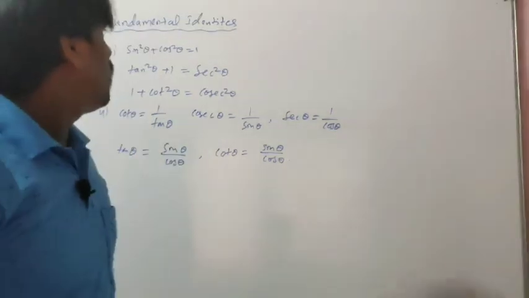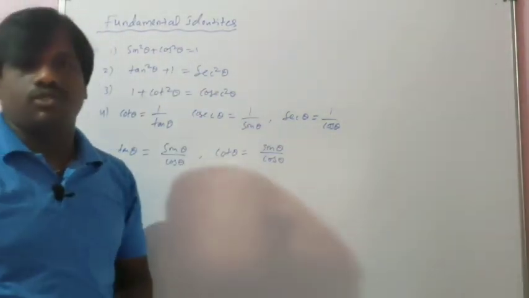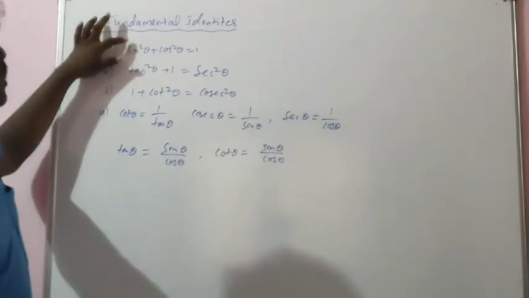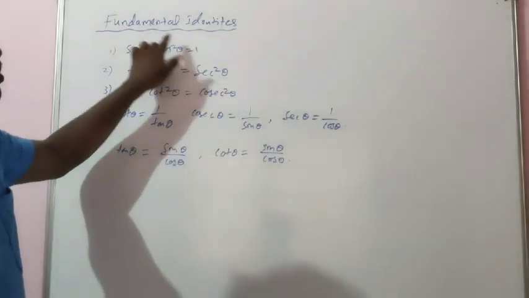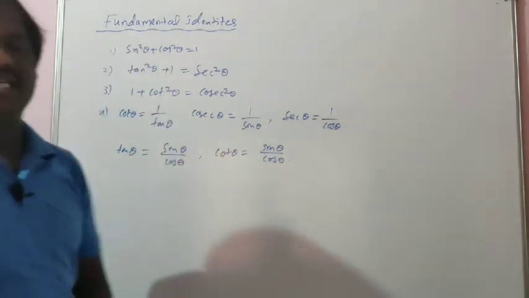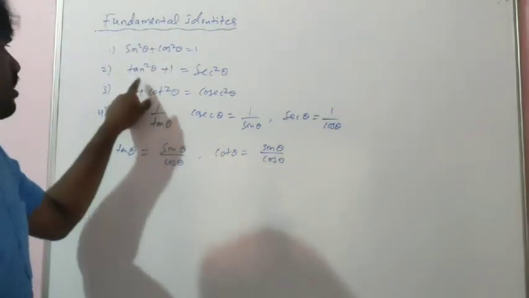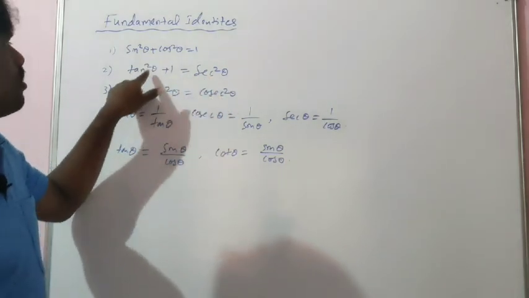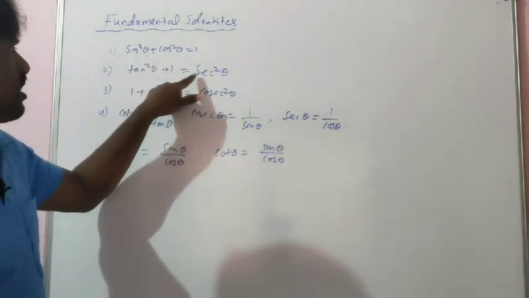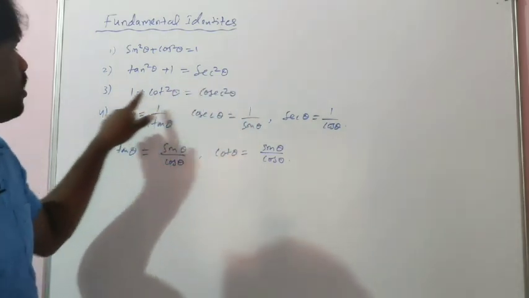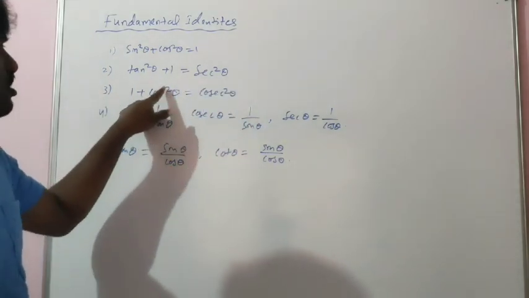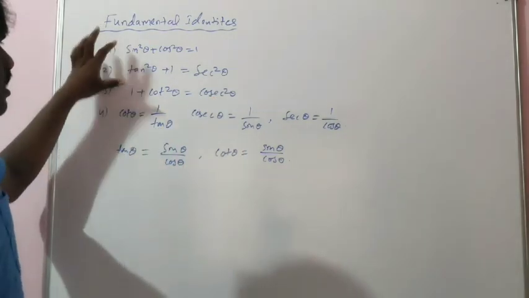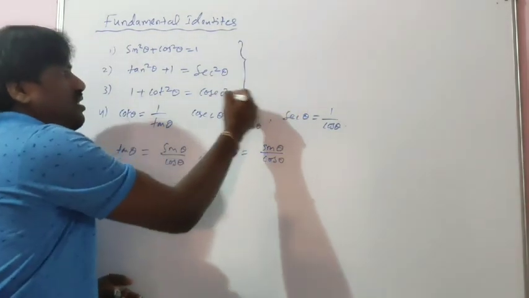See here, students, these are the fundamental identities you should know. Then we will start the problems based on this. Okay. Sine square theta plus cos square theta is equal to 1. Another one is tan square theta plus 1 is equal to sec square theta, so you can write tan square theta as sec square theta minus 1. And the third one is 1 plus cot square theta is equal to cosec square theta. These are the 3 fundamental identities you have learned in class 10.